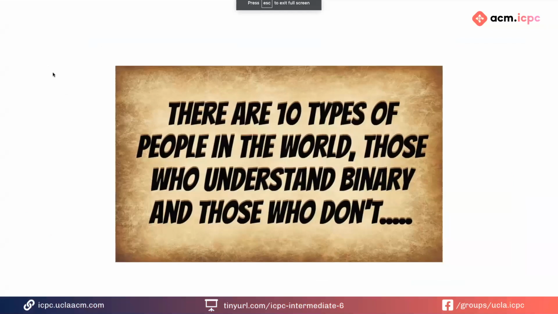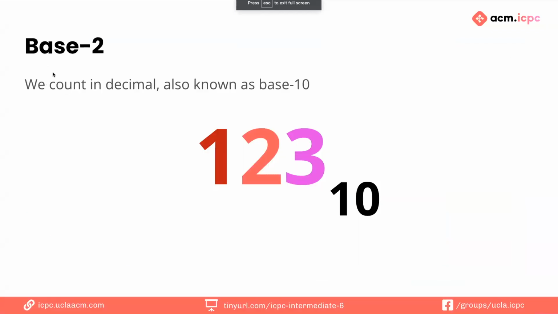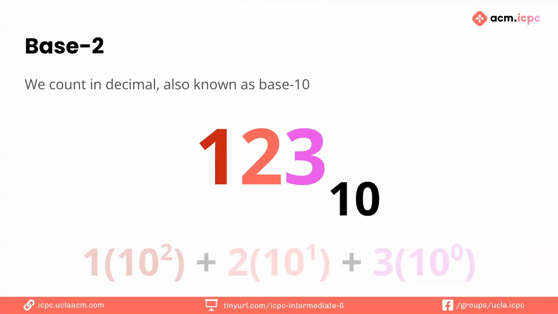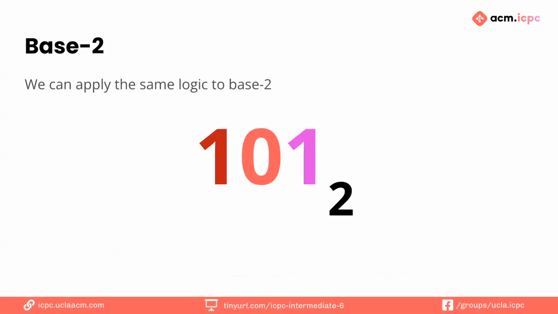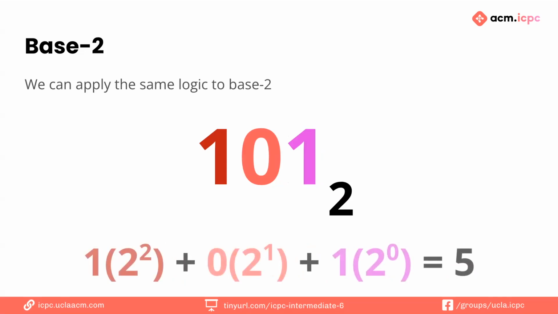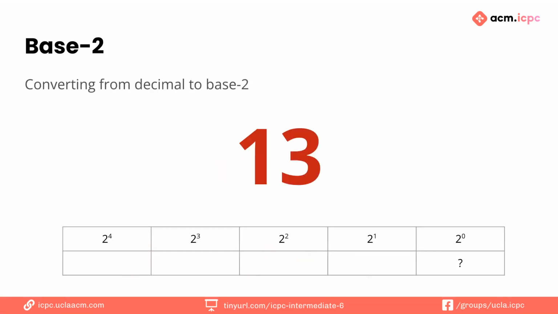And then we're going to have a quick review of binaries. Usually we count in decimal, also known as base 10. For example, 123 is 1 times 10 squared plus 2 times 10 plus 3. And we can apply the same logic to base 2. For example, 101 is 1 times 2 squared plus 0 times 2 plus 1, which equals 5.